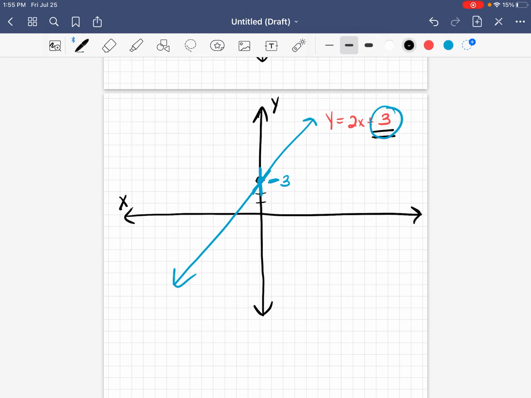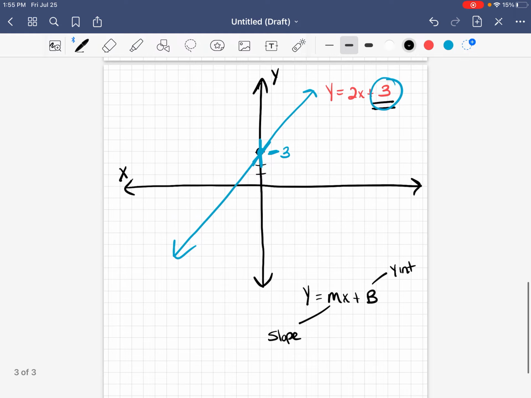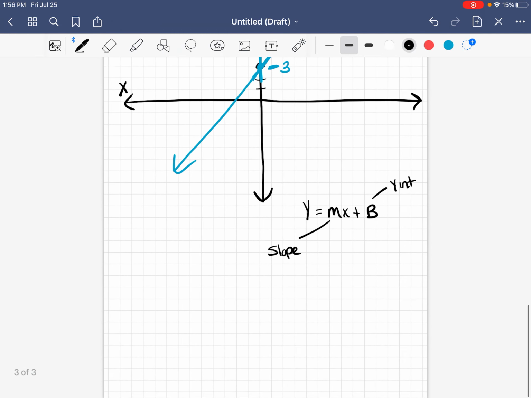Okay, so now let's go back to our original equation. y = mx + b. The b stands for the y-intercept. The m stands for the slope. Okay, so first we're just going to talk about if I were to put numbers in this equation, what would the slope be? So y = 2x + 4.